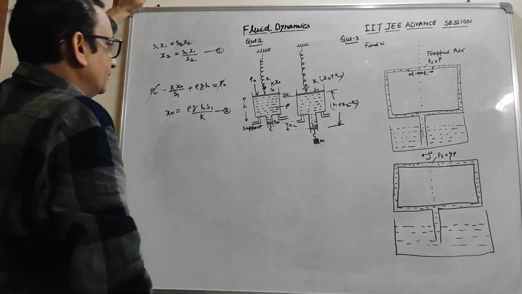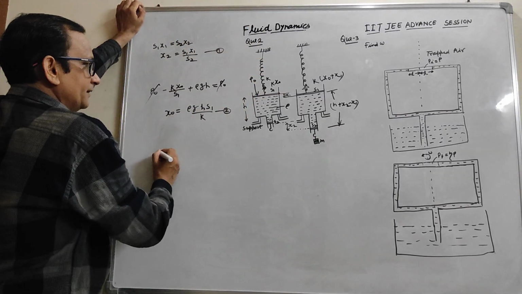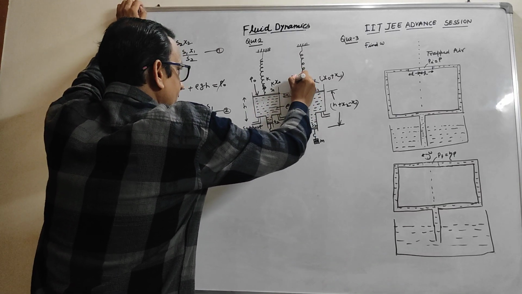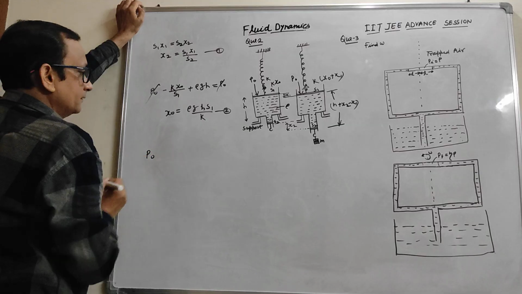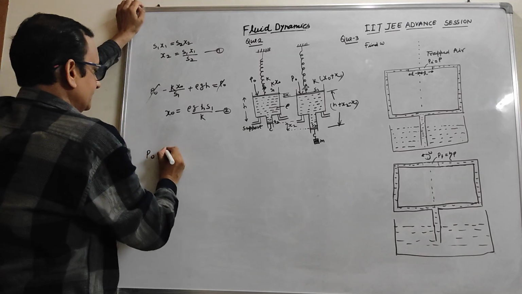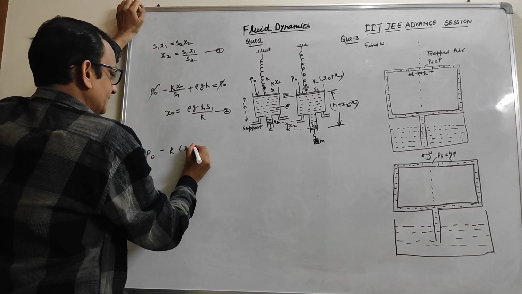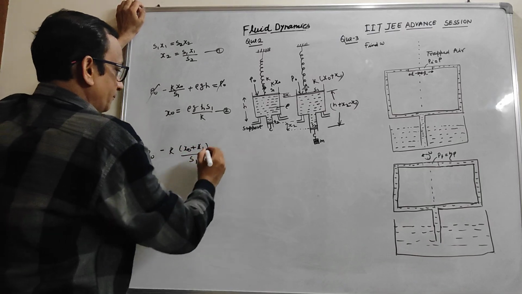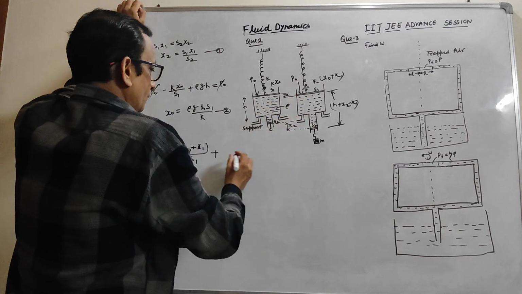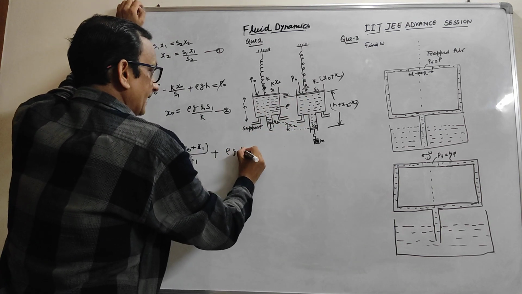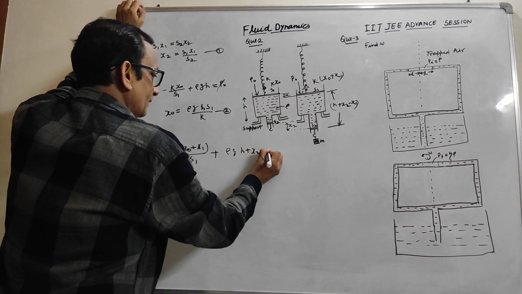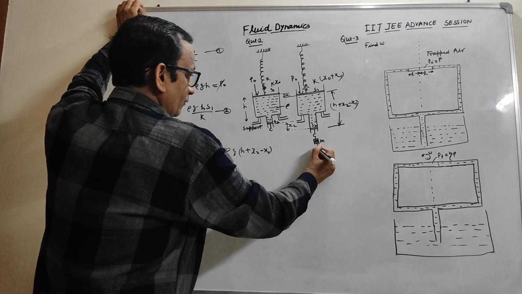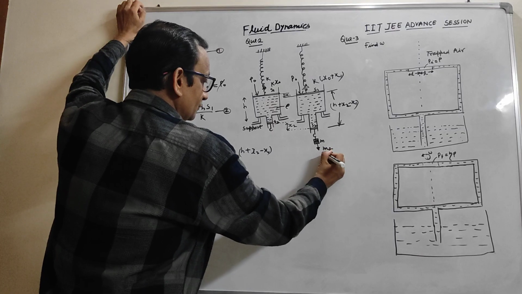So we apply the pressure equation here. The atmospheric pressure is acting, so we write P naught minus k(x naught plus x1) by S1 plus rho g (h plus x2 minus x1) plus the downward force mg by S2. This is the pressure.